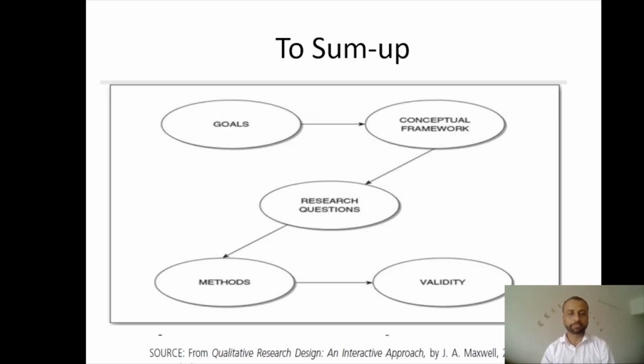To sum up, you have 5 things to achieve. You begin with your goals, you go to the conceptual framework, you ask questions, you decide upon the methods, and then you validate things. It's an iterative process. Many times it may happen that once you are validating things, you find that there is a problem in the goal. So you have to go back to the goal and see whether there is any amendment or improvement that you can make.